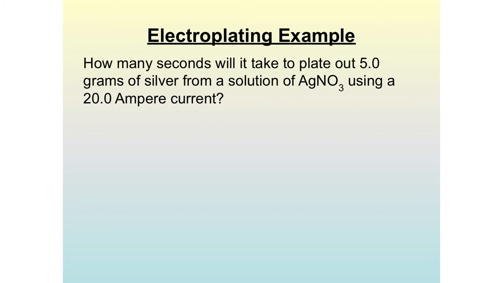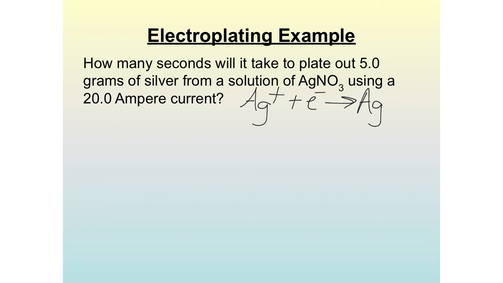All right, last example that we have here. How many seconds will it take to plate out 5 grams of silver from a solution of silver nitrate using a 20 ampere current? So if we write our reaction, again, we can just write the half reaction that we care about. So we have the silver ion that would be present from the silver nitrate plus an electron, so it's getting reduced to make the silver metal.